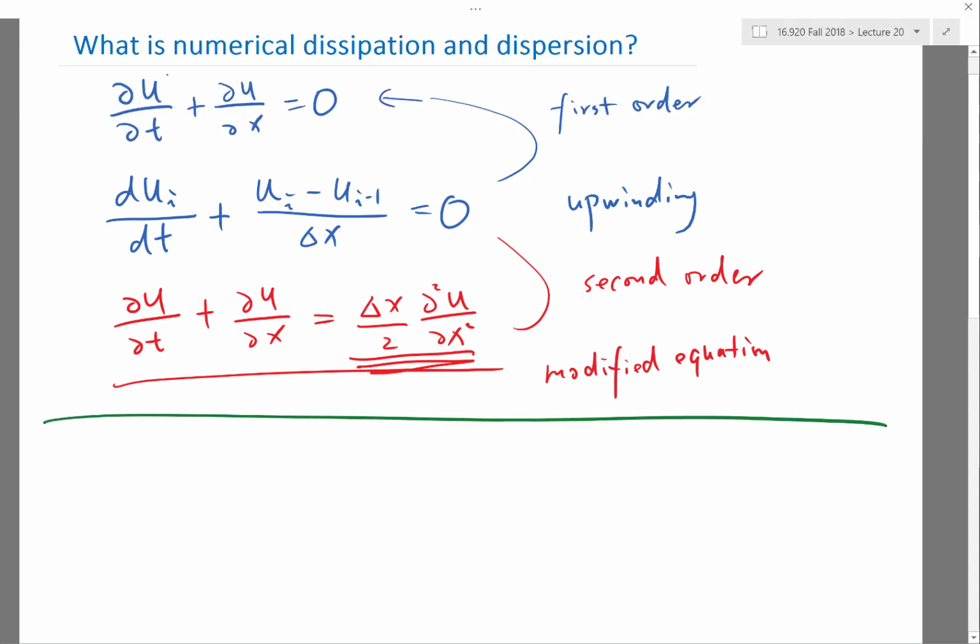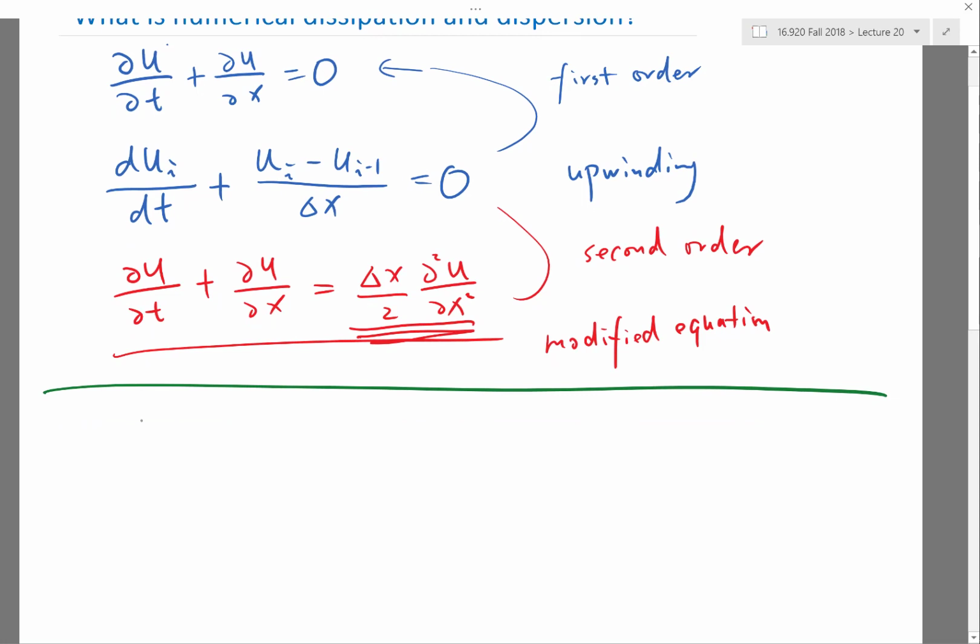For example, we know we can do better than first order by approximating the solution as ui plus 1 minus ui minus 1 divided by 2 delta x. So this is the central difference, right? We know if we are only allowed to use i plus 1, i and i minus 1, this is the most accurate scheme we can come up with, right?